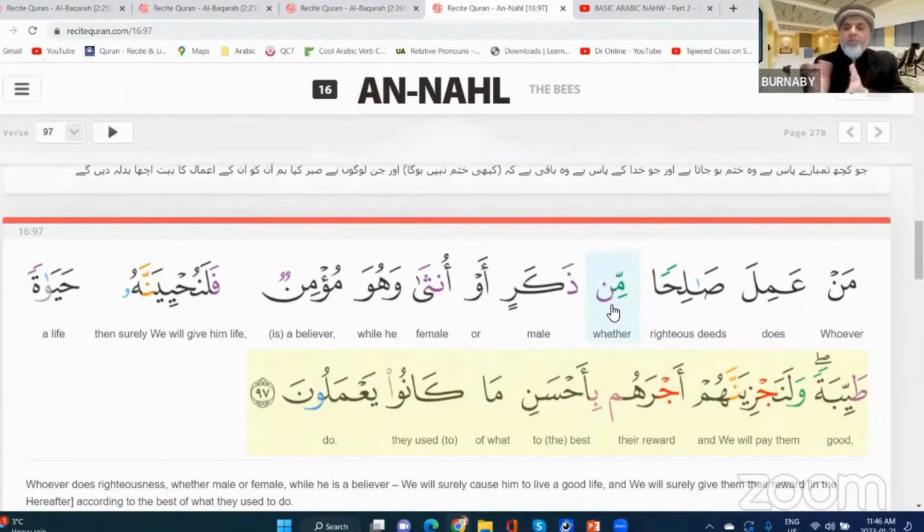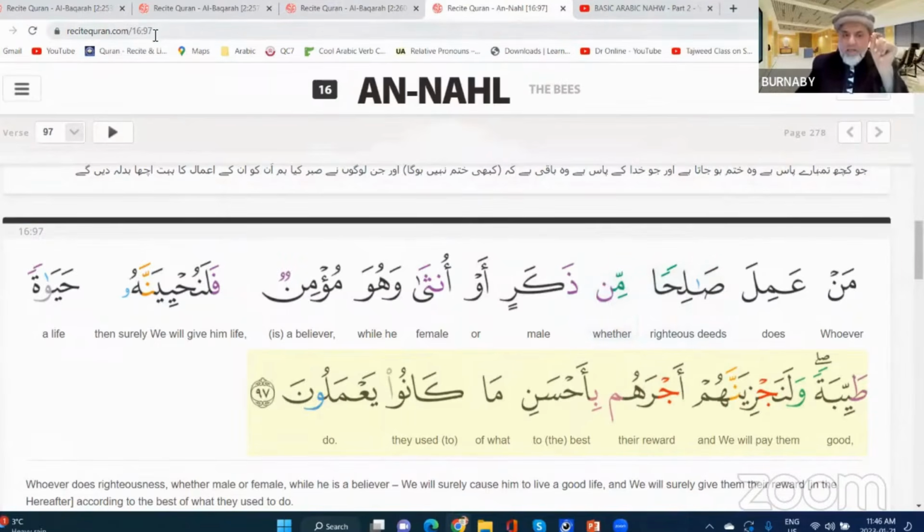Inshallah, we push when our jobs require us to do something and we are not happy with it, but we have to do it because there is no other choice. So inshallah, this ayah is 16:97.